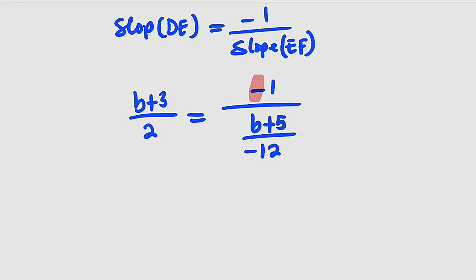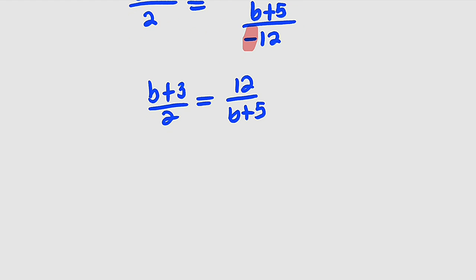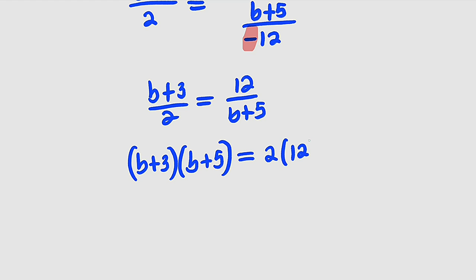The negatives will cancel, right? And 1 divided by the whole of this is just like flipping upside down the numerator and denominator. So this becomes B plus 3 divided by 2 equal to 12 will go to the top, divided by B plus 5. This is exactly what we have. Now we can solve for B by cross multiplication. We have B plus 3 multiplied by B plus 5, and this is equal to 2 multiplied by 12.